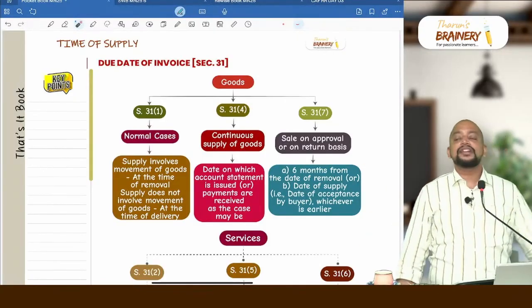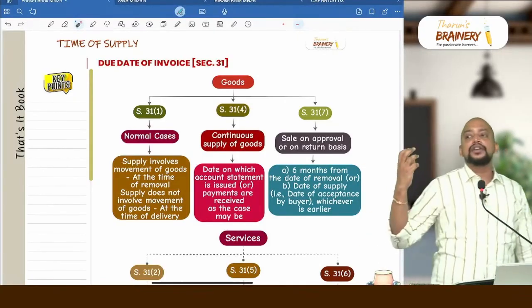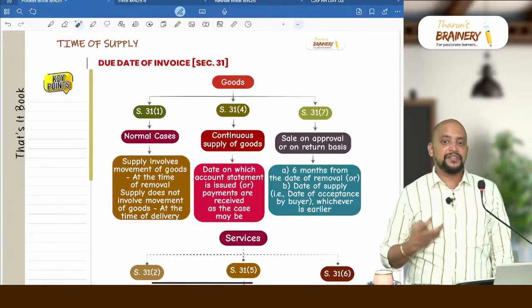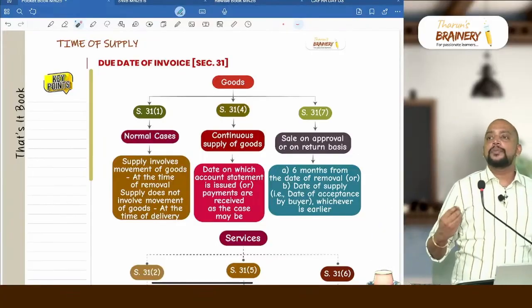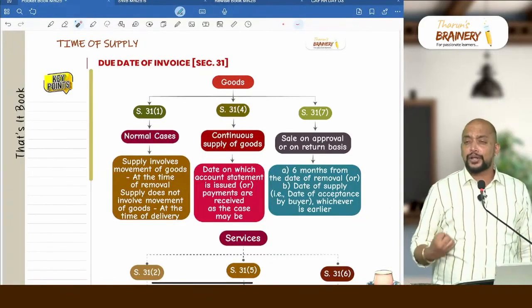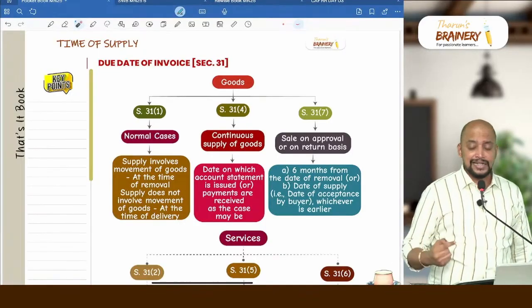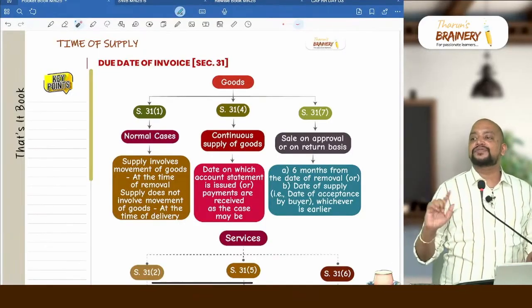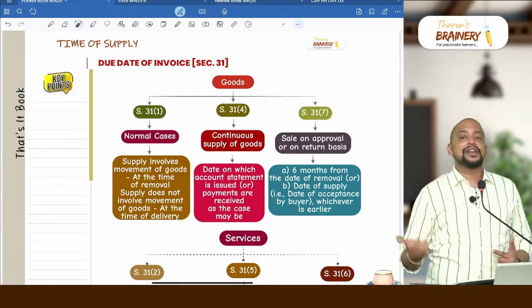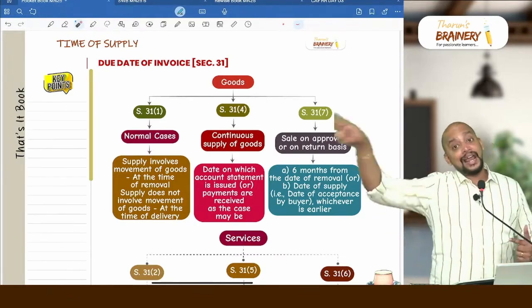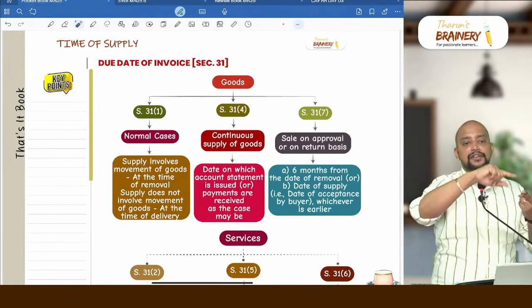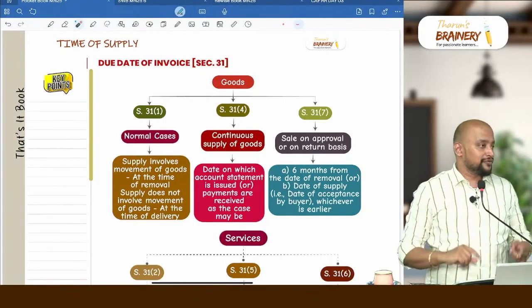And second point is to determine the exchange rate. In rule 34 in value of supply, we have seen whenever the transaction is denominated in foreign currency, like import of goods or import of services, export of goods or export of services is in foreign currency, we need to convert that into Indian rupees for payment of GST. For that, we need to take CBIC rate or GAAP rate. Again, that rate prevailing on time of supply we need to take. So that is the second objective of time of supply.